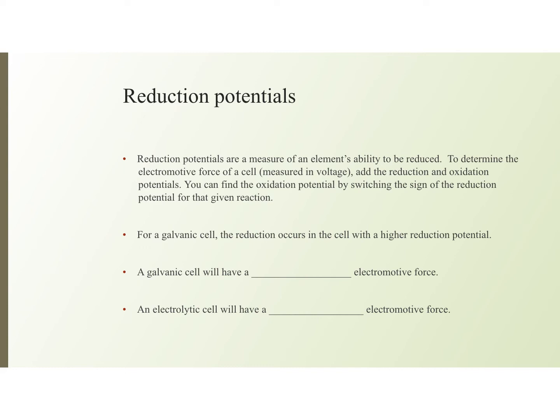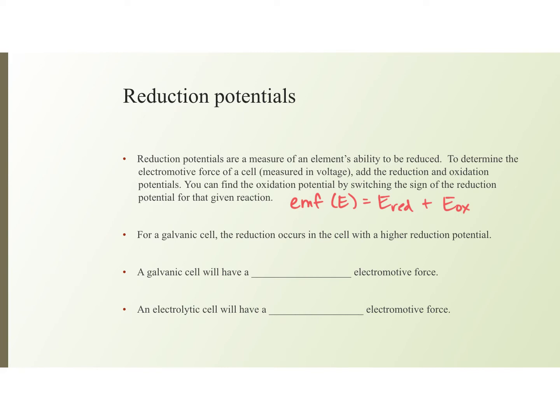Now, to determine the electromotive force of a cell, measured in voltage, we're going to use the formula EMF, for electromotive force, also known as E, equals the reduction potential plus the oxidation potential. You can find the oxidation potential by switching the sign of the reduction potential for the given reaction. And you'll see what I mean in a moment.